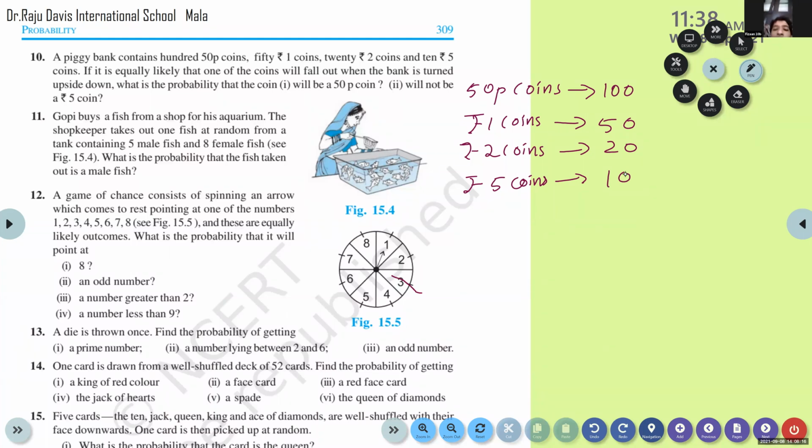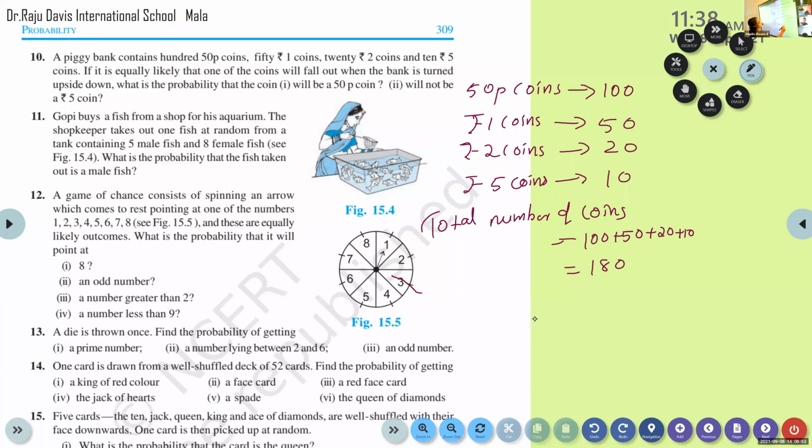We have to divide by the total. So total number of coins: 100 plus 50 plus 20 plus 10, 180. Now the question: the coin that fell down is a 50 paise coin. How many 50 paise coins? 100. Total 180. We can simplify it to 5 by 9.